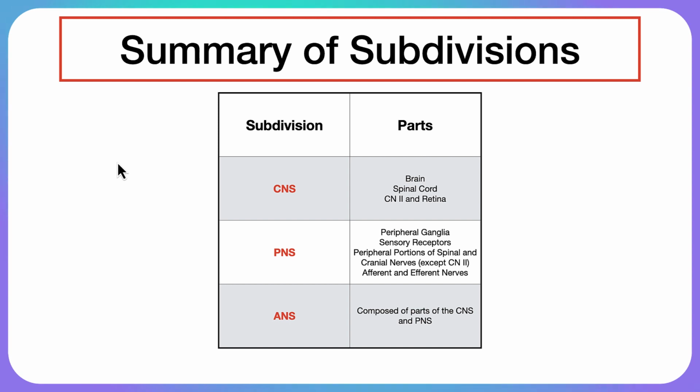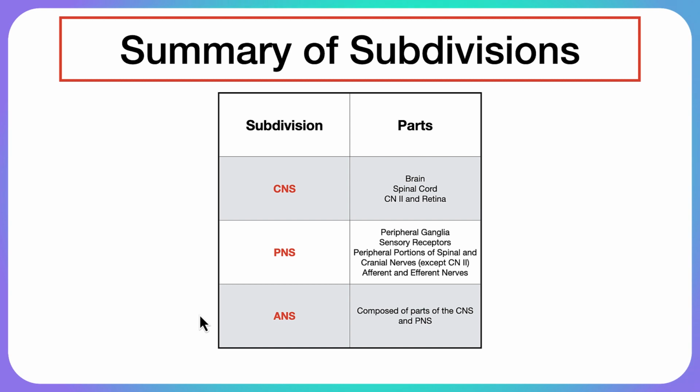Remember that the three subdivisions of the nervous system are the central nervous system, the peripheral nervous system, and the autonomic nervous system. The central nervous system is made up of the brain, spinal cord, cranial nerve number 2, and the retina. The peripheral nervous system is made up of peripheral ganglia, sensory receptors, peripheral portions of spinal and cranial nerves except for cranial nerve number 2, as well as afferent and efferent nerves. And the last part, the autonomic nervous system, is composed of parts from both the central nervous system and the peripheral nervous system. So these are the three subdivisions of the nervous system.